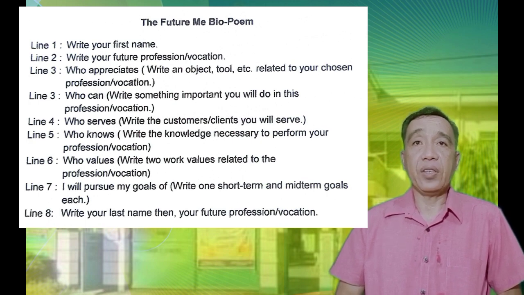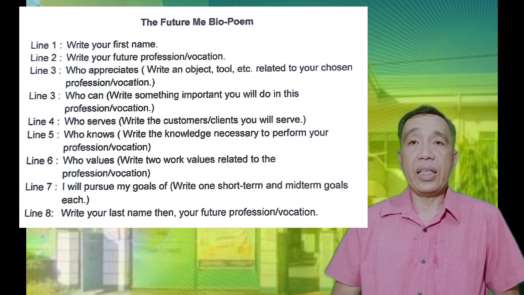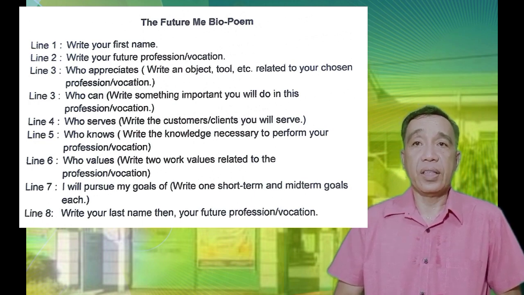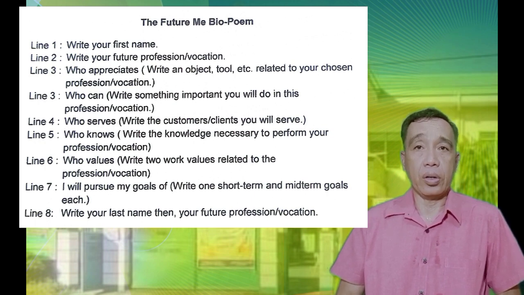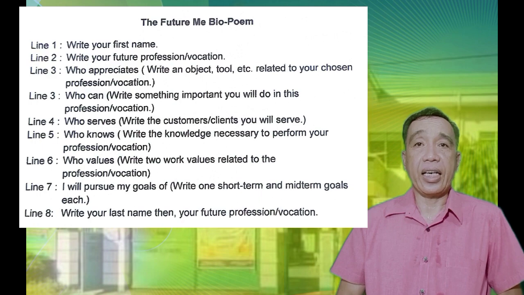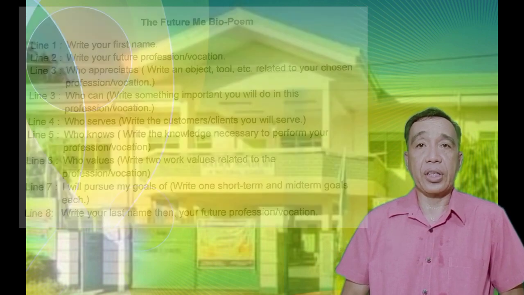Line 5, who knows. Write the knowledge necessary to perform your profession or vocation. Line 6, who values. Write 2 work values related to the profession or vocation. Line number 7, I will pursue my goals of. Write 1 short-term goal and 1 mid-term goal. Line 8, write your last name, then your future profession or vocation.